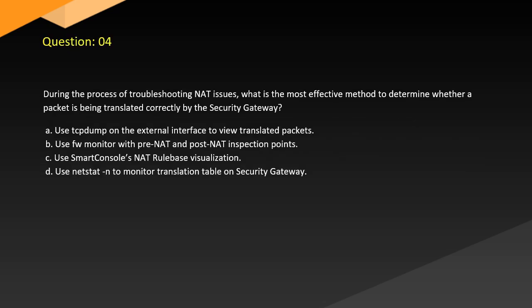Question 4. During the process of troubleshooting NAT issues, what is the most effective method to determine whether a packet is being translated correctly by the security gateway? A. tcpdump on the external interface to view translated packets. B. fw monitor with pre-NAT and post-NAT inspection points. C. Use SmartConsole's NAT rule-based visualization. D. Use netstat to monitor translation table on security gateway.